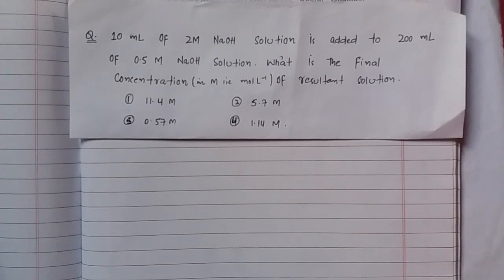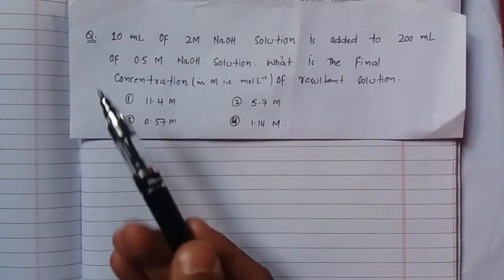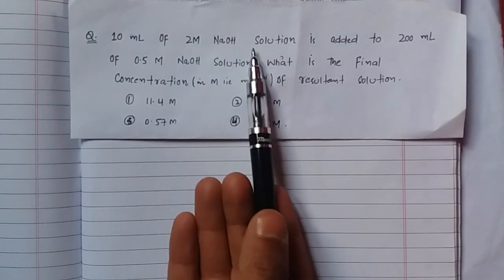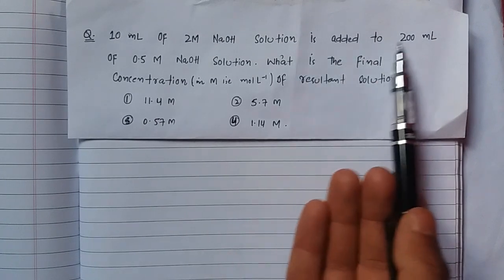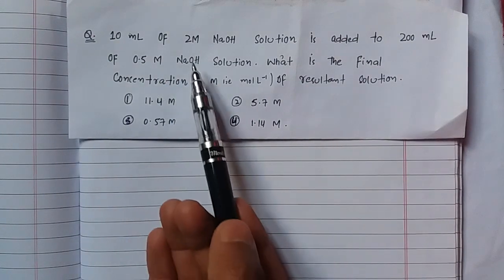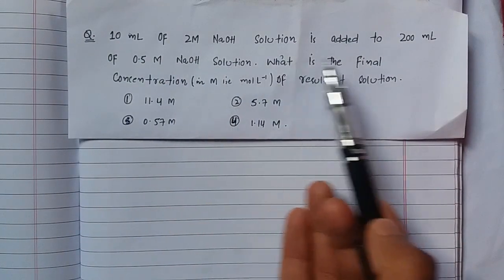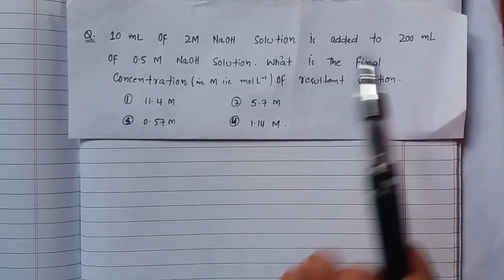In this video I am going to explain one more important question which I have taken from the very basic chapter of your chemistry, that is some basic concepts of chemistry, and that too from the concentration part of that chapter. What the question says, that we have 10 ml of 2 molar sodium hydroxide solution. It is added to 200 ml of 0.5 molar sodium hydroxide solution. What is the final concentration of the resultant solution?